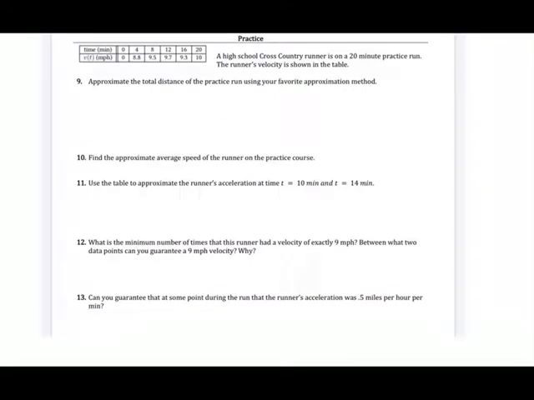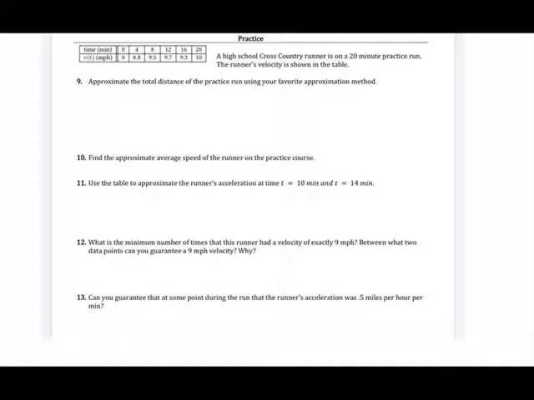All right. A cross-country runner is on a 20-minute practice run. The runner's velocity is shown in the table. We're going to do a lot of stuff involving this table. So one thing that I did to help myself while I was working through this problem is I actually created a graph of what's going on in this table. It just made it easier to visualize when I was approximating area how to break shapes up into smaller pieces. Now you definitely don't have to do that.